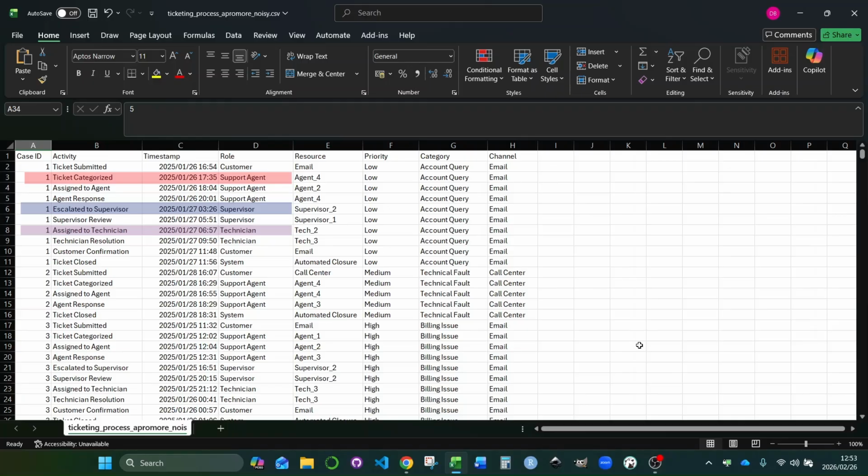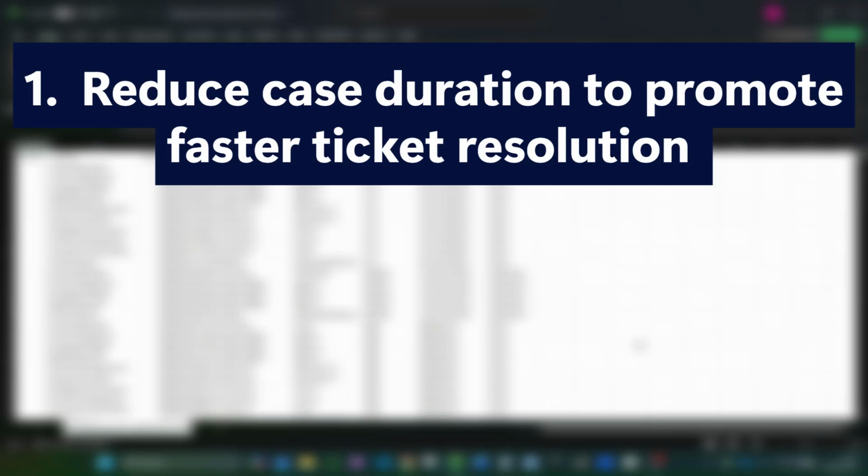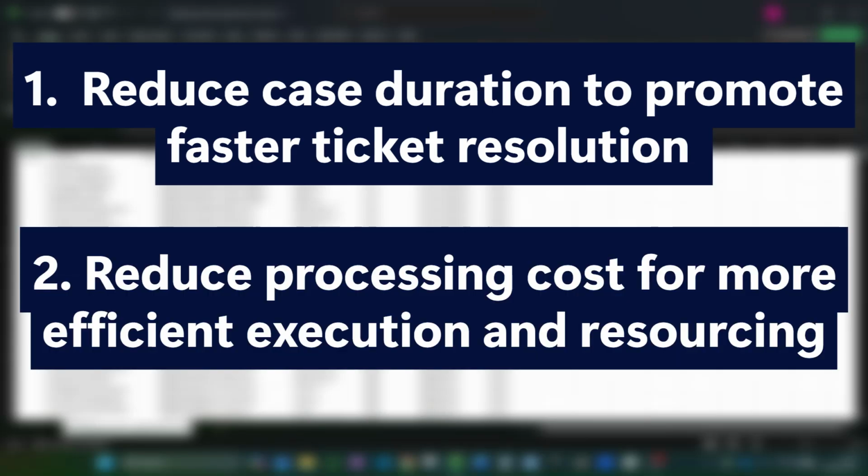The investigation has 2 goals. First, reduce case duration to promote faster ticket resolution. And second, reduce processing costs for more efficient execution and resourcing.